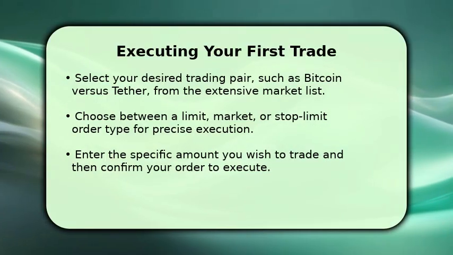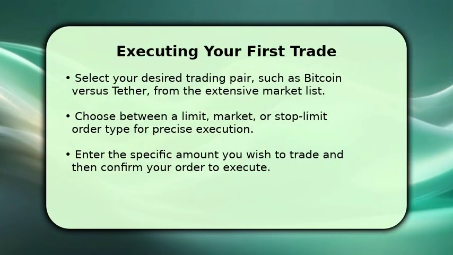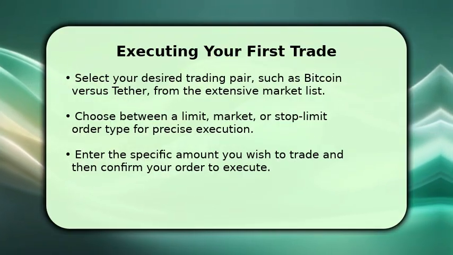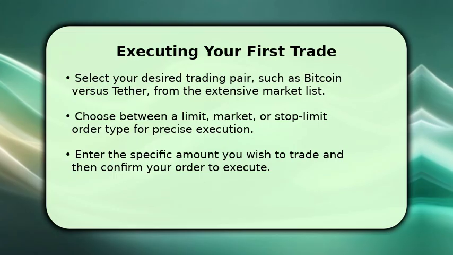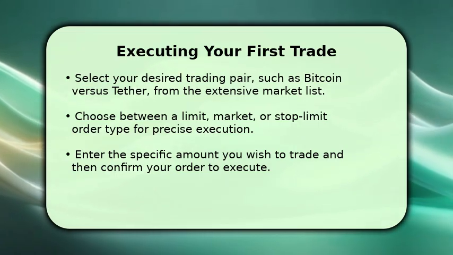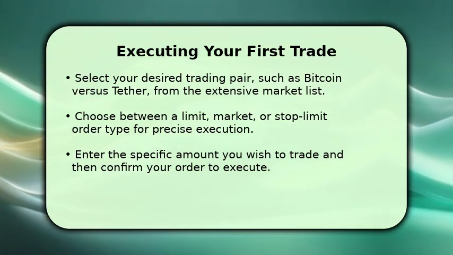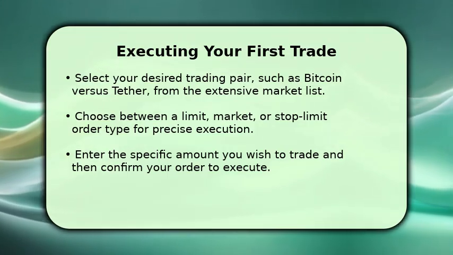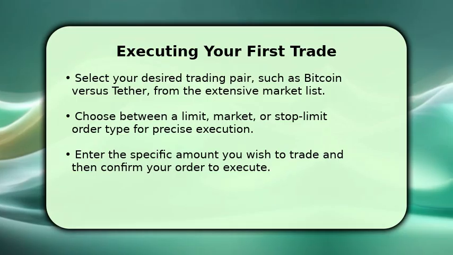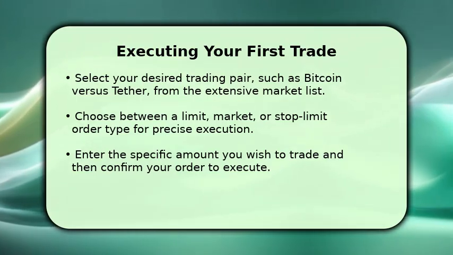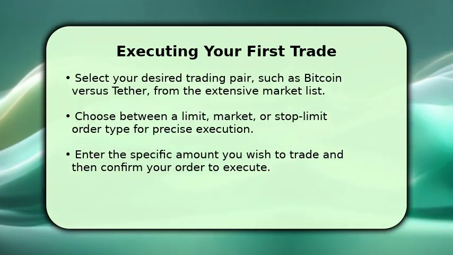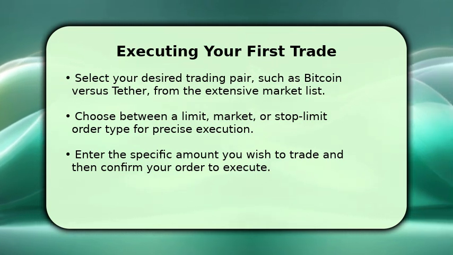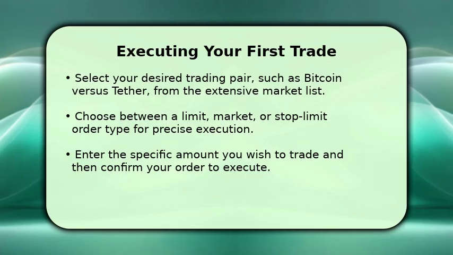Now let's talk about placing a trade. First, select your preferred trading pair, for example, Bitcoin versus Tether, from the comprehensive market list. Next, decide on your order type. A limit order allows you to set a specific price, a market order executes immediately at the best available price, and a stop limit order combines elements of both. Finally, enter the exact amount you wish to trade and confirm your order to complete the transaction.